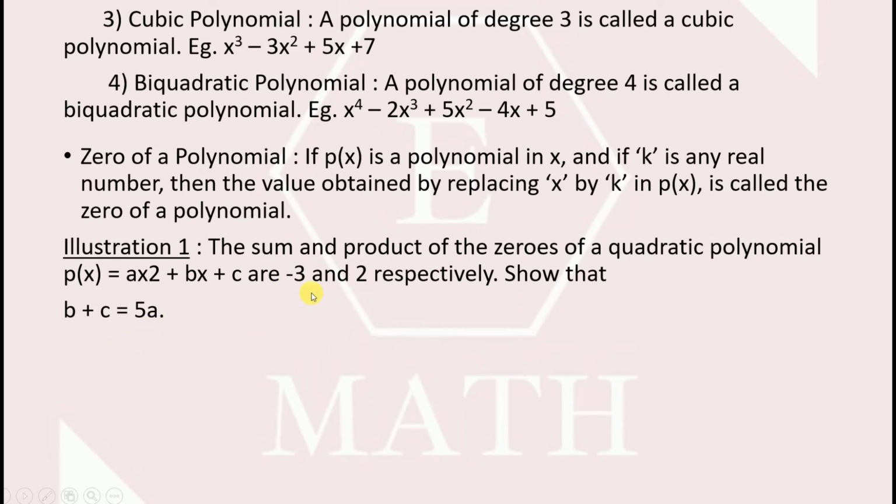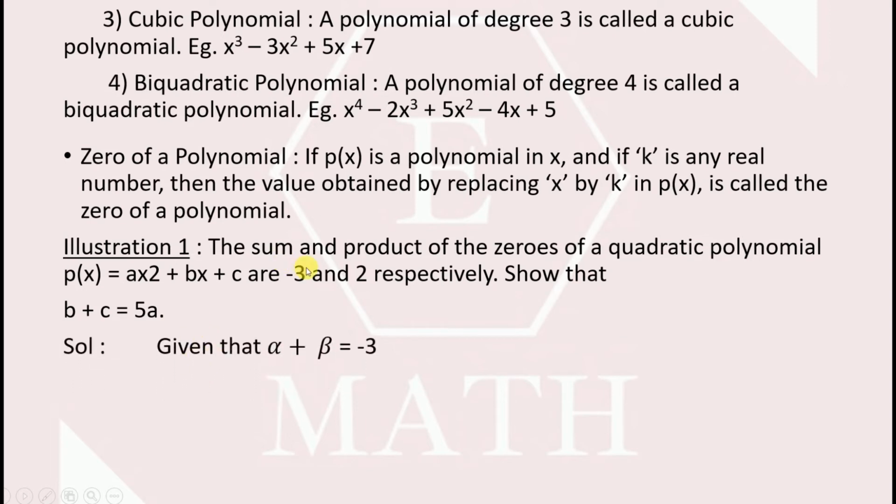So what they have given is the sum and product of this quadratic polynomial, minus 3 and 2 respectively. Then we need to prove that b plus c equals 5a. Okay, let's see how we do it.